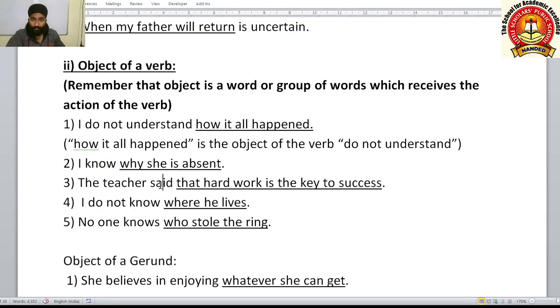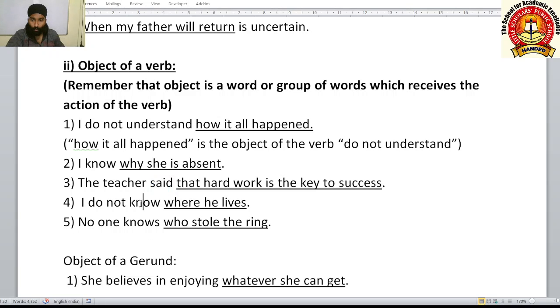The teacher said that hard work is the key to success. What did the teacher say? That hard work is the key to success. What said? That hard work is the key to success. So this is the object of this main verb said.